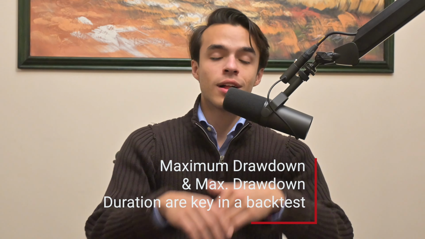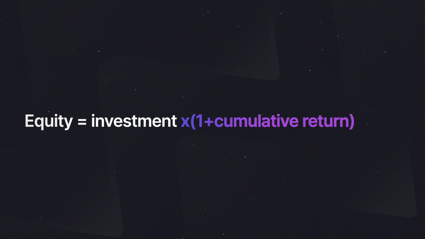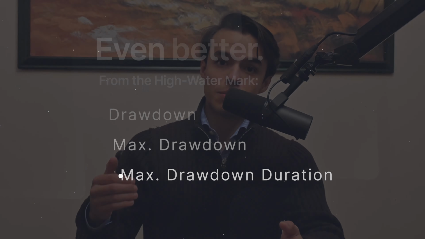The first step is to calculate the so-called high watermark at the close of each day, which is simply the maximum cumulative return of the strategy up to that time. Using the cumulative return curve to calculate the high watermark and drawdown is equivalent to using the equity curve, since equity is nothing more than the initial investment times 1 plus the cumulative return. Moreover, from the high watermark, we can calculate the drawdown, the maximum drawdown, and the maximum drawdown duration.